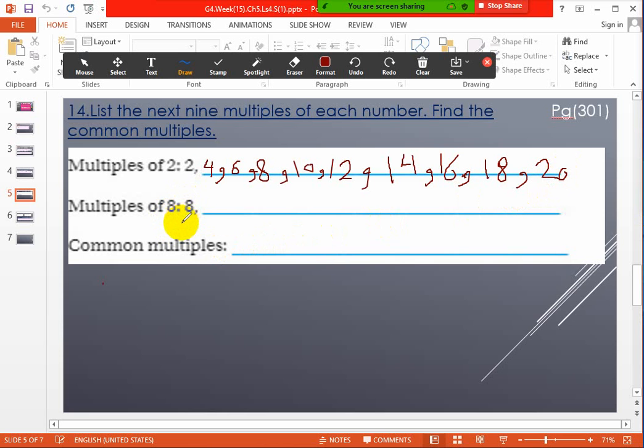8 multiply 1 is 8. 8 multiply 2, who will tell me? This is the timetable 8. Okay, 8 multiply 2, very good, girls, equals 16. Now 8 multiply 3, who is the first girl? Okay, very good. 8 multiply 3 equals 24. Now 8 multiply 4, very good, equals 32.